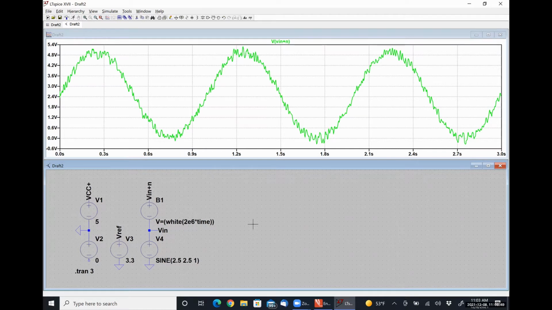But effectively what I have is a simple system. So this voltage source over here on the left is my power supply. I have my reference voltage, and then I have that sinusoid. And on top of that, I've superimposed some white noise. If you give me just a moment, I'll put together the OpAmp circuit and we'll take a look at what the output does.